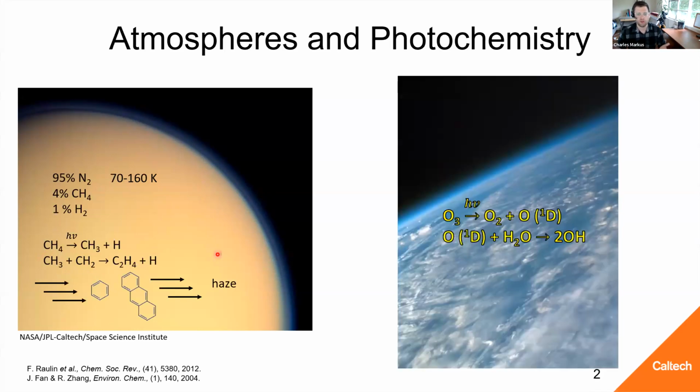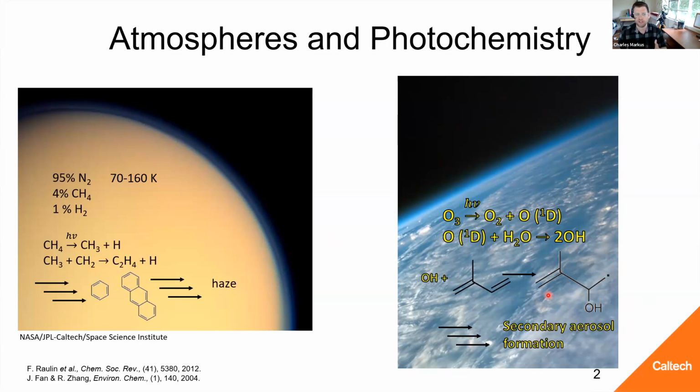And if we come to Earth, although it's a very different type of chemistry, it's a similar idea. Here, for example, photolysis of ozone leads to reactive O singlet D atoms, which then generate OH radicals, which can then oxidize volatile organic compounds, leading to oxygenated radicals, which can continue to grow, become less volatile, condense, and lead to secondary aerosol formation, which can have pretty profound impacts on our climate, health, and the chemistry of our planet.